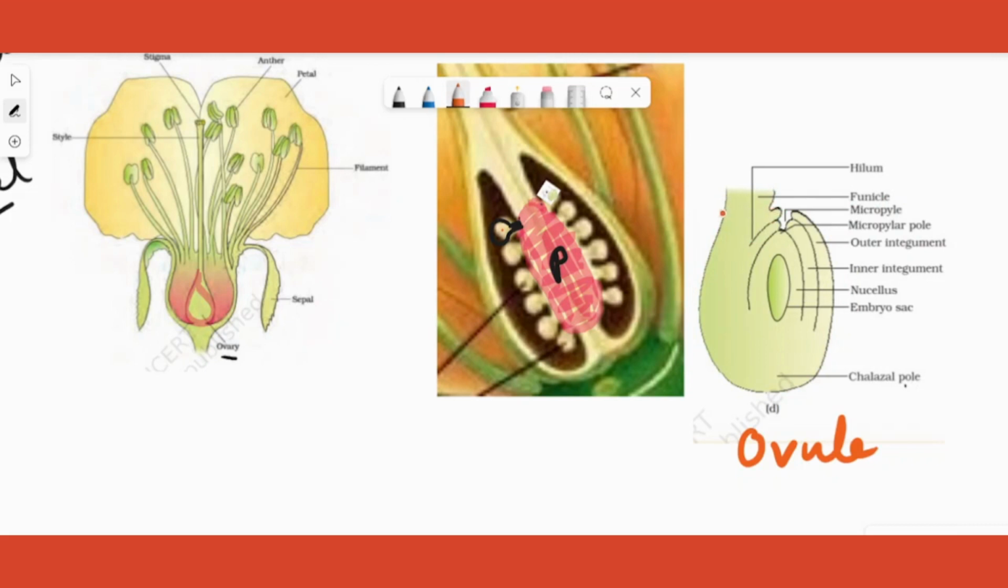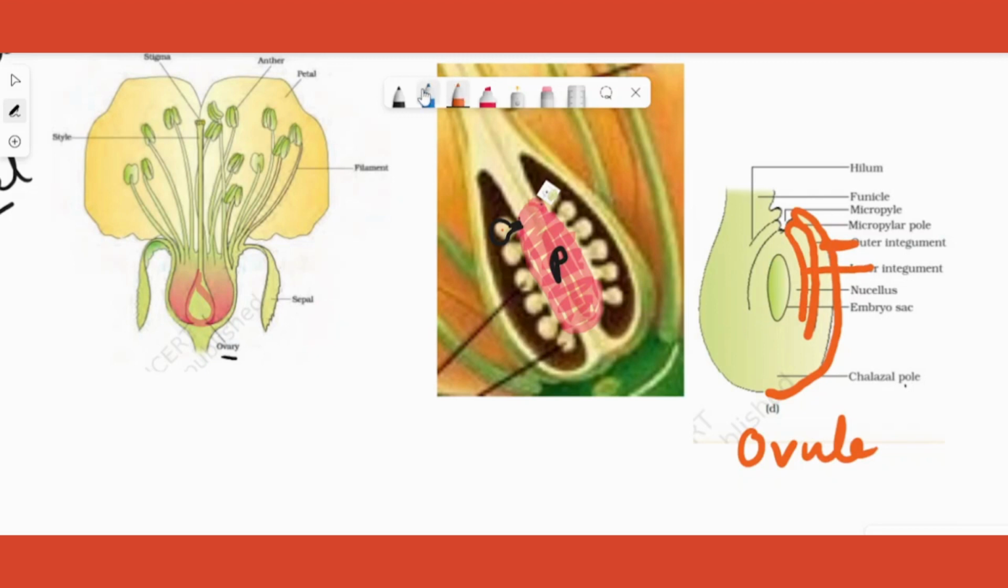First and foremost, there are outer coverings. Outer covering number 1, outer covering number 2. The same way here also, I'm drawing only on one side. Outer covering number 1 is called the outer integument. This one. The inner covering is called the inner integument. I hope that is clear.